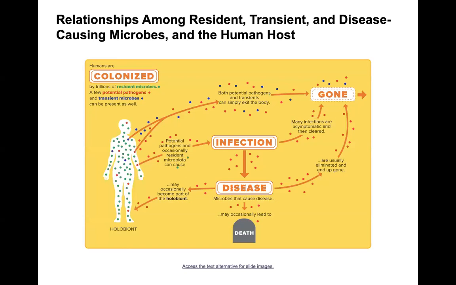Now, the relationships among resident, transient, and disease-causing microbes in the human host are studied a lot because we have trillions of resident microbes, a few of which are pathogenic and a few which are transient, that can be present on our surfaces. Infection is when these potential pathogens and occasionally resident microorganisms can actually cause an infection, which then can lead to disease. Depending on the disease, it might actually lead to death. So it's a fine balance between these organisms that live on our surfaces, especially the colonized ones.